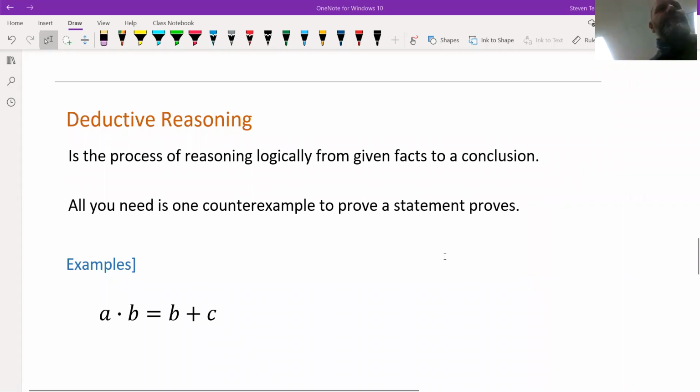Welcome back, Algebra students. To conclude this lesson, we're going to talk about deductive reasoning. Deductive reasoning is basically the process of finding an example to disclaim something. So a counterexample is going to prove it true or false, or prove it false.